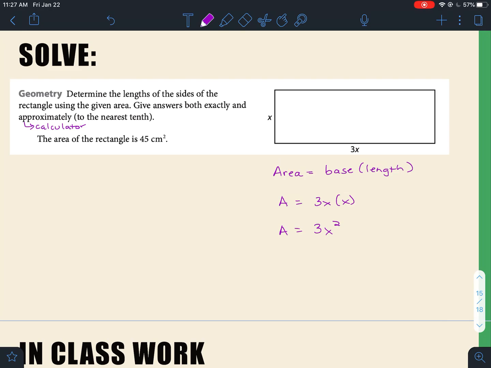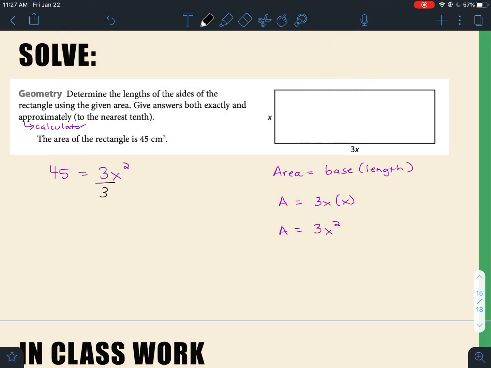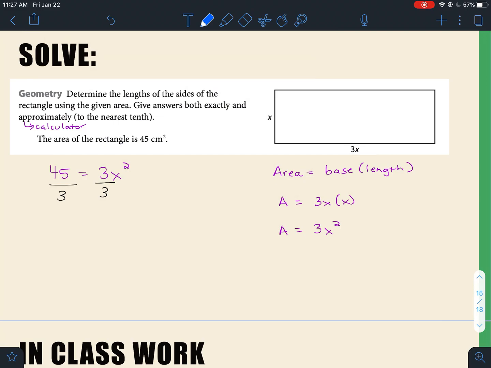Well, they told me that the area was 45. So 45 is going to equal 3x squared. Get the squared term by itself, so divide by 3, divide by 3. And 45 divided by 3 is going to be 15. So 15 equals x squared. Then take the square root of both sides. So x is going to equal plus or minus the square root of 15.